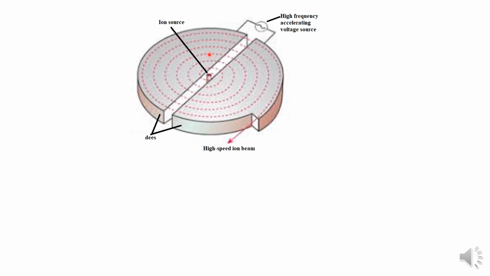As a result the positive ion takes a spiral path of increasing radius, and at the end, when the radius of the spiral path is almost equal to the radius of the D, further acceleration is not possible. We are going to remove the ion from the D, and to do that we use deflectors, and then we strike the particle on the target. This is how a cyclotron works.